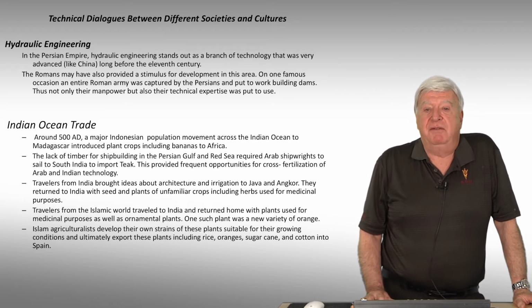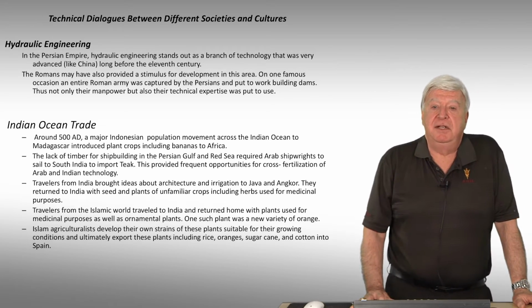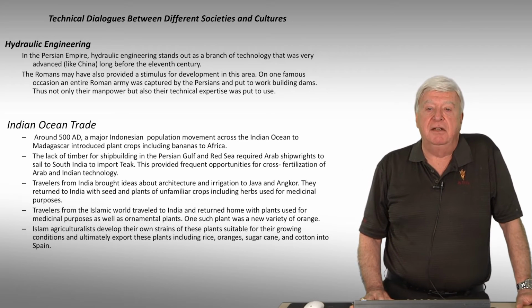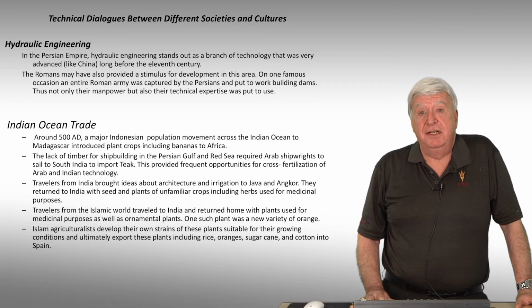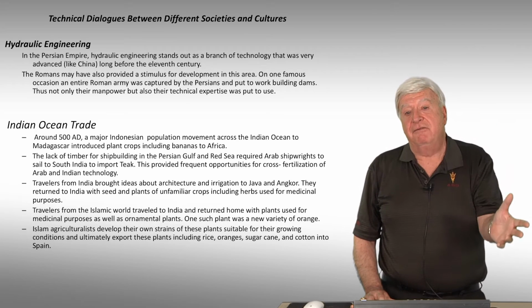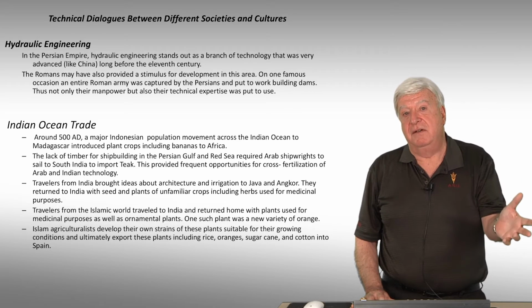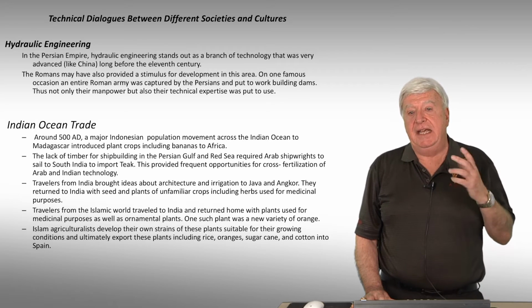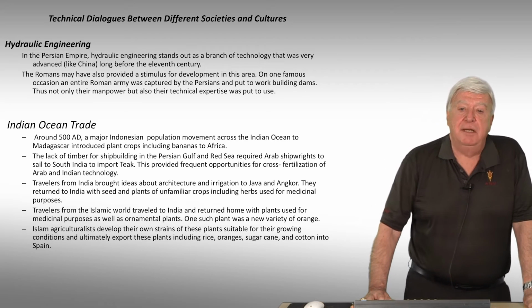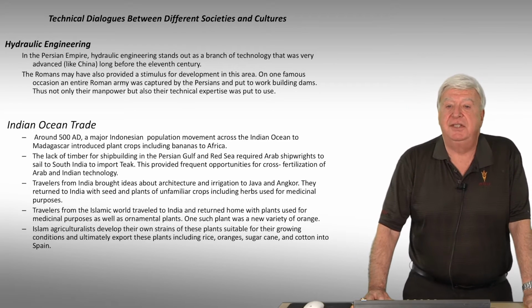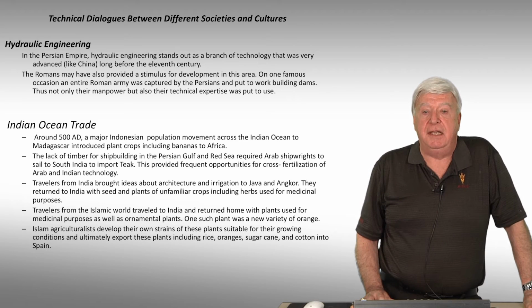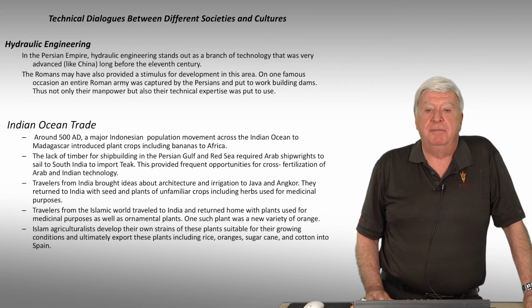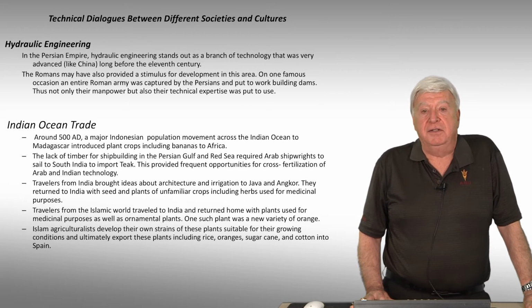Indian trade. Around 500 AD, a major Indonesian population movement across the Indian Ocean to Madagascar introduced plant crops, including bananas, to Africa. So you had a migration from across the Indian Ocean of the Indonesians, and they introduced bananas to Africa. The lack of timber for shipbuilding in the Persian Gulf and Red Sea required Arab shipwrights to sail to South India to import teak. This provided frequent opportunities for cross-fertilization of Arab and Indian technology.